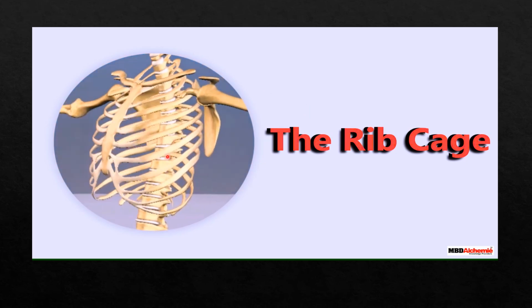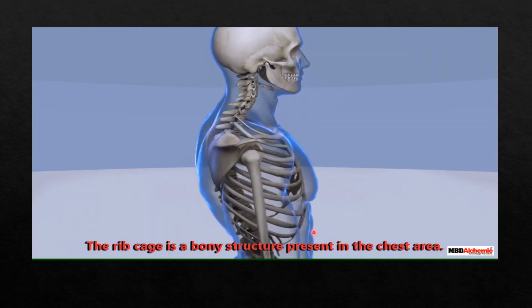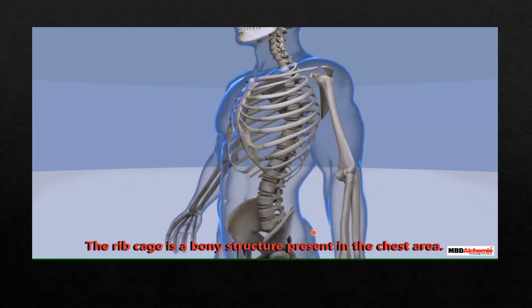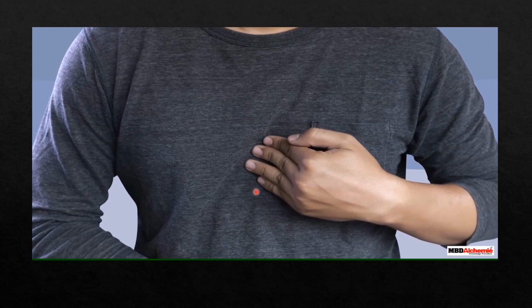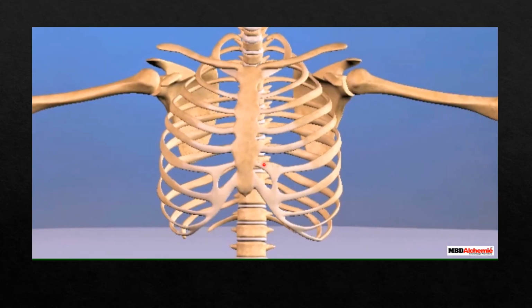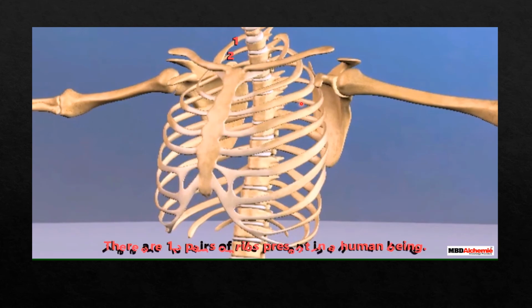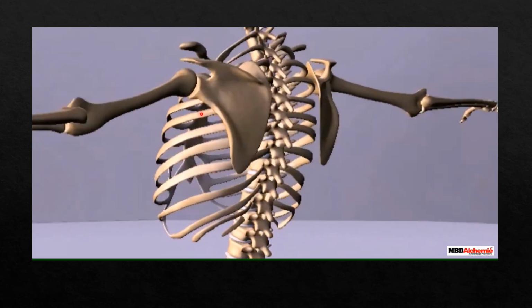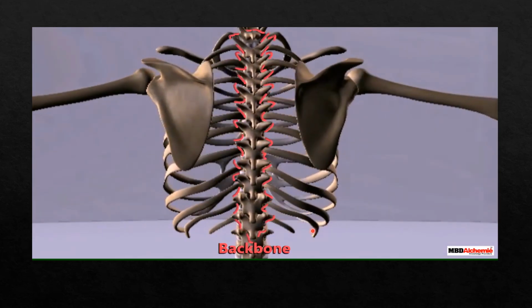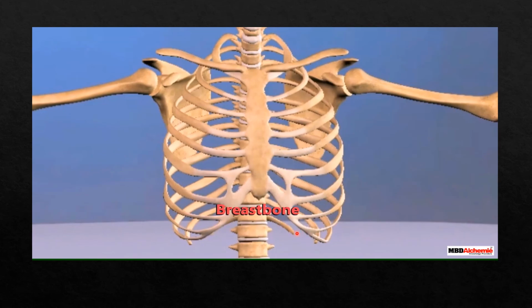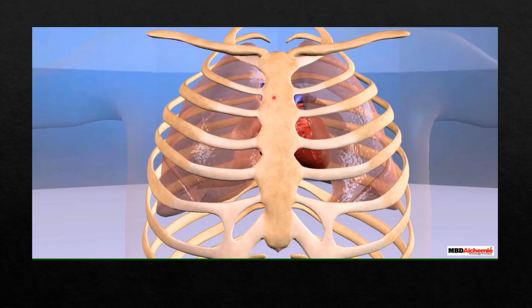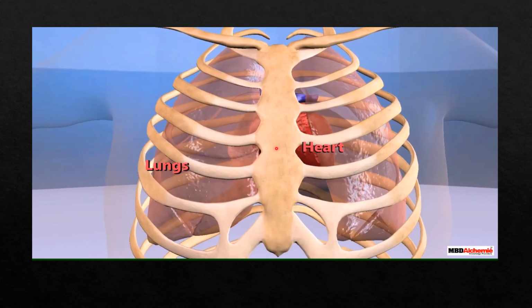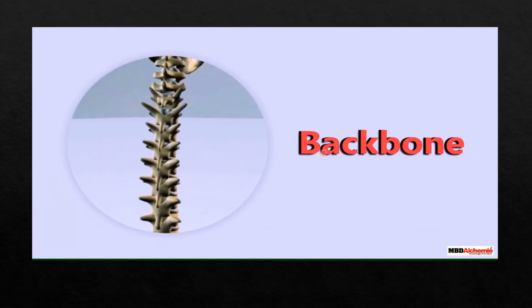Now this is the rib cage. This is how the rib cage looks, a bony structure present in the chest area. If you feel it with your hand, you will be able to feel the rib cage. These are the curved bones, the ribs, which are 12 pairs. Ten pairs are joined and 2 are not joined, and they are floating ribs. In front they are joined with the breastbone, at the back with the backbone. And this is the heart and the lungs, which are the most delicate organs.